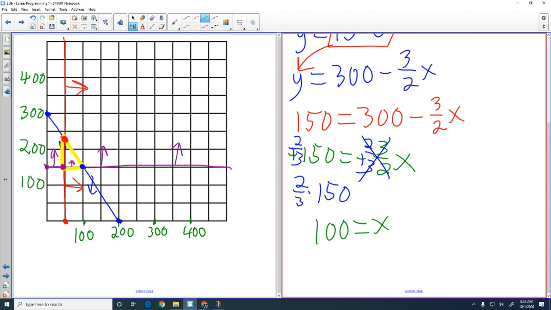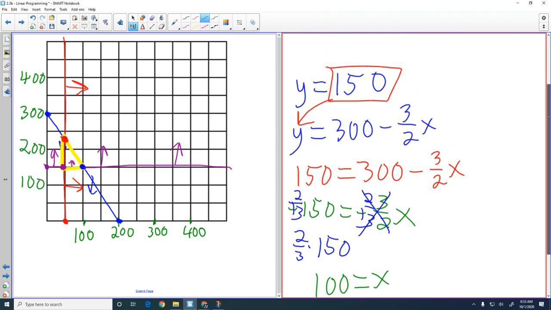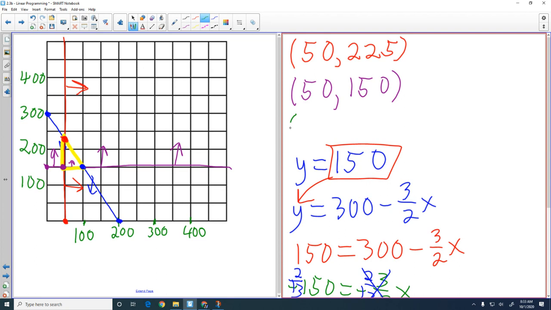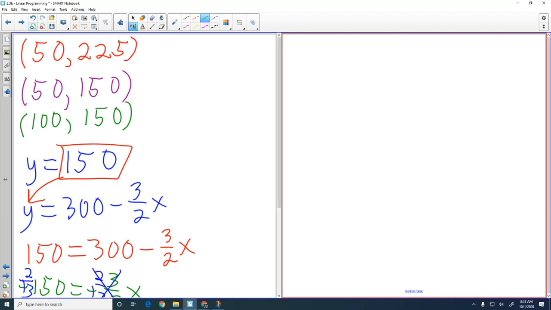And that's going to be for our third critical point. So when x is 100, that y coordinate was 150. Okay, so those are our 3 critical points of this feasible region. We're just going to go ahead and plug each one of those in to that z function from the second step. Let me clean some of this up for us.